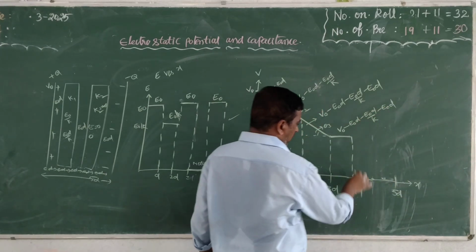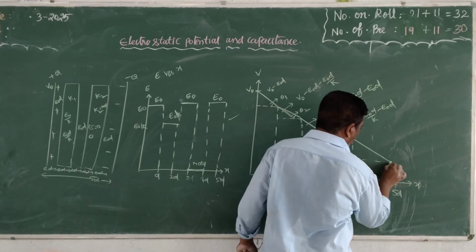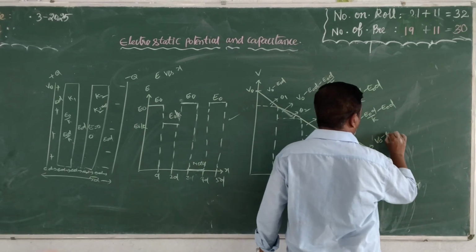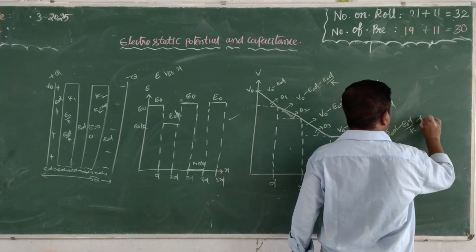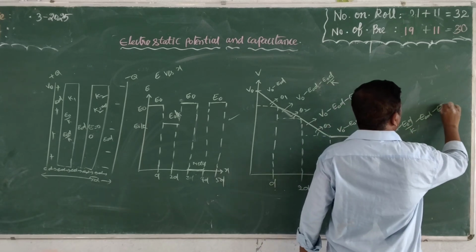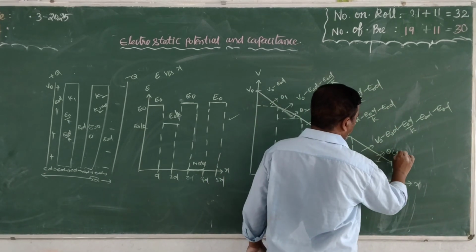Same only. Again, what now? Here it decreases. See here, same. Yes. Now here V naught minus E naught D, minus E naught D by K, minus E naught D, minus E naught D. It is the change in potential. Here what? Theta 4.